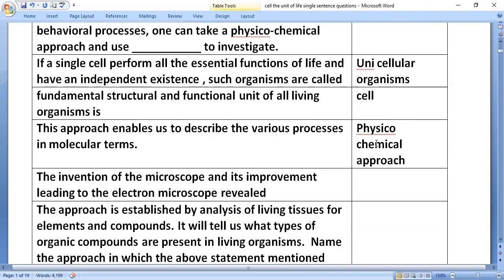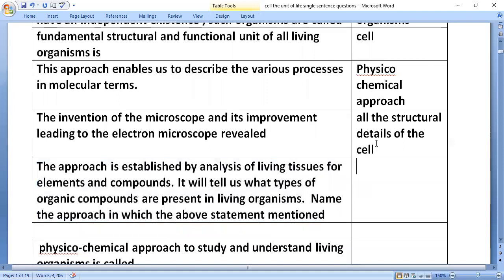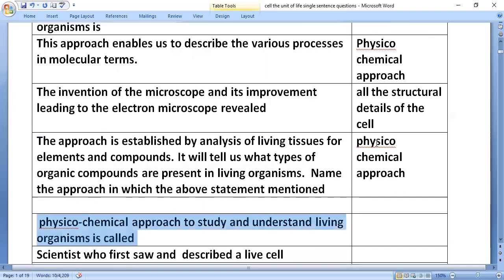The invention of the microscope and its improvement leading to the electron microscope revealed all the structural details of the cell. The approach is established by analysis of living tissues for elements and compounds. It will tell us what type of organic compounds are present in living organisms. Name the approach mentioned in the above statement. Physico-chemical approach. The physico-chemical approach to study and understand living organisms is called reductionist biology.